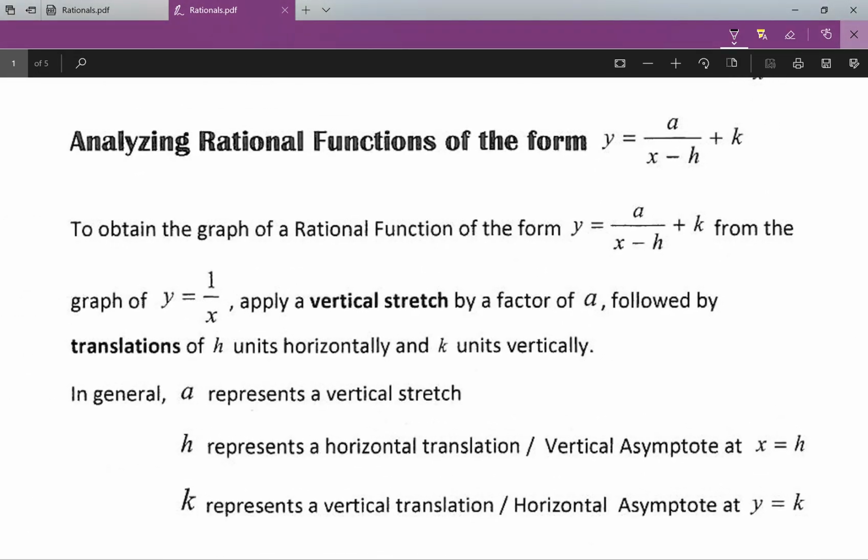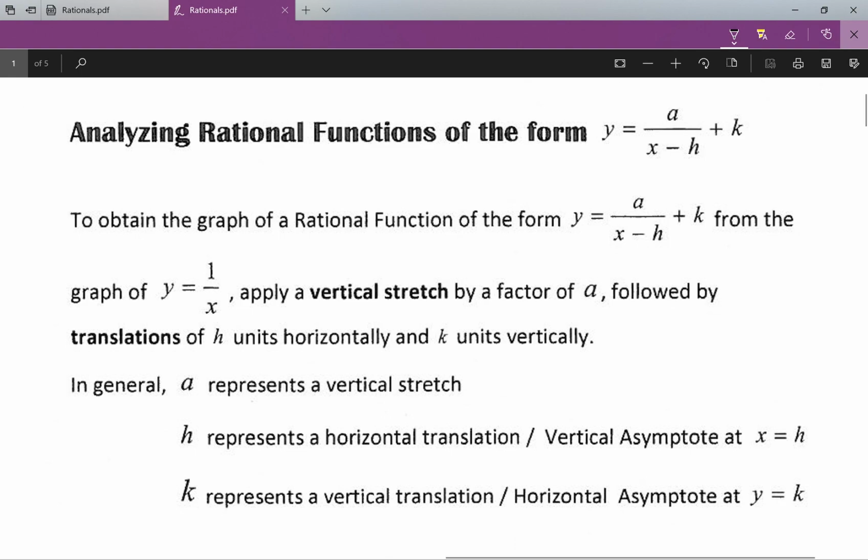To obtain the graph of a rational function of the form y equals a over x minus h plus k, from the graph of y equals 1 over x, we apply a vertical stretch by a factor of a, followed by translations of h units horizontally and k units vertically. You'll notice that we skip over the horizontal stretch, but if you remember back from radical functions, a horizontal stretch and a vertical stretch could be the same thing. The same thing's going on right here. When we look at a rational function, we only look at it in terms of the vertical stretch.